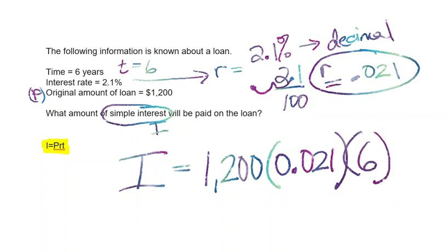So when we do our calculations, we would start with 1,200, multiply by 0.021, and then multiply by 6 for the number of years, and I get 151.20, so $151.20. That would be the amount of interest that's paid on the loan, which is what they asked for.